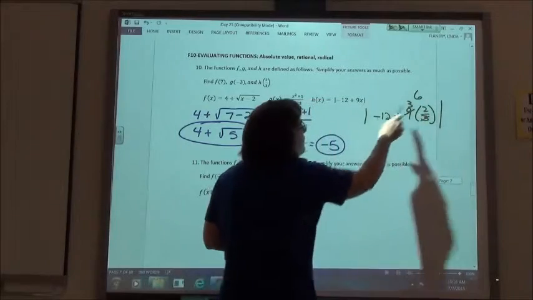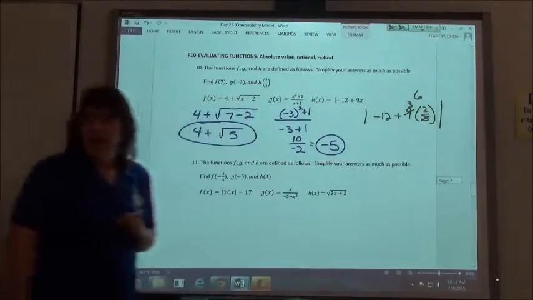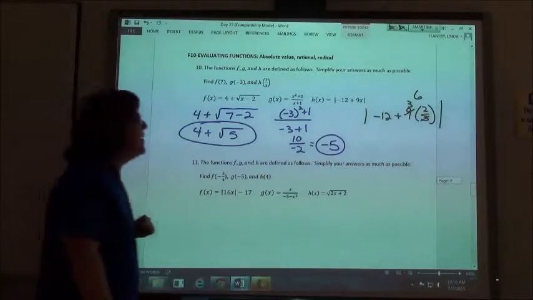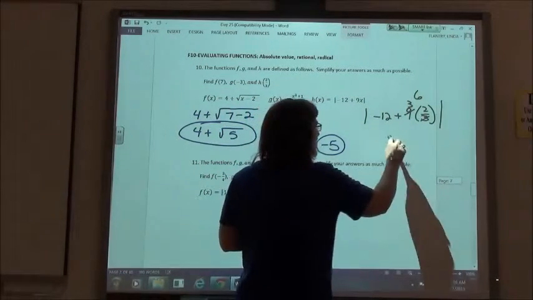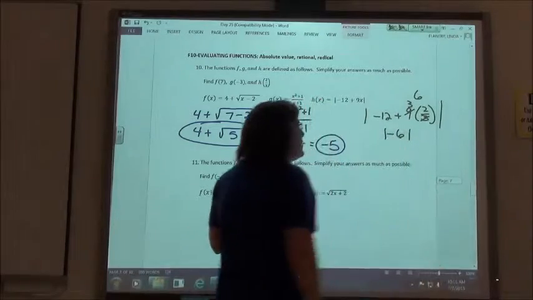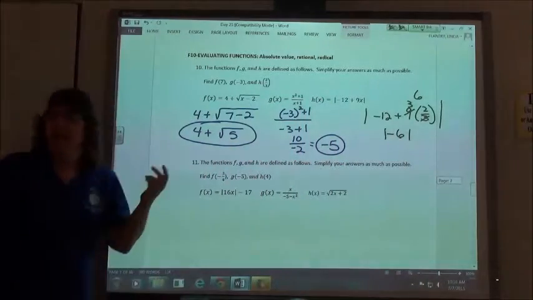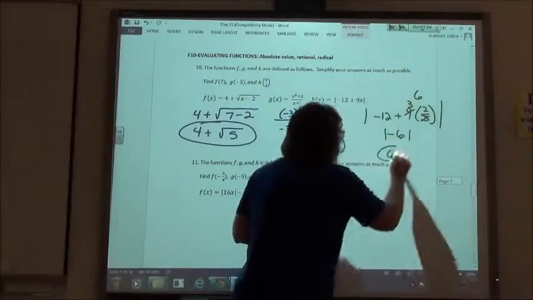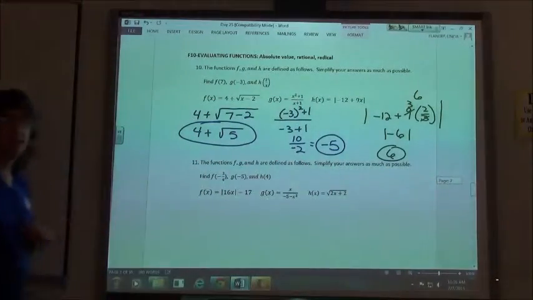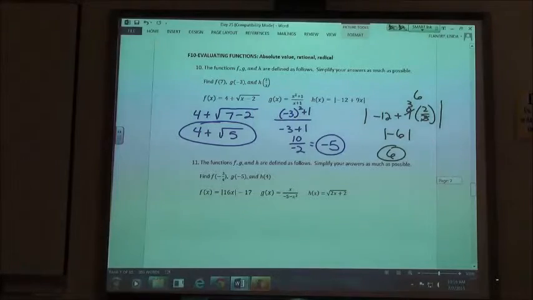So then I have negative 12 plus 6. And a negative 12 plus 6 is negative 6. And then I'm going to do the absolute value of negative 6. And the absolute value of negative 6 is positive 6. And so 6 would be my answer in simplified form.